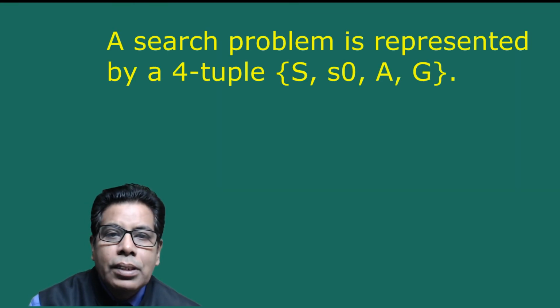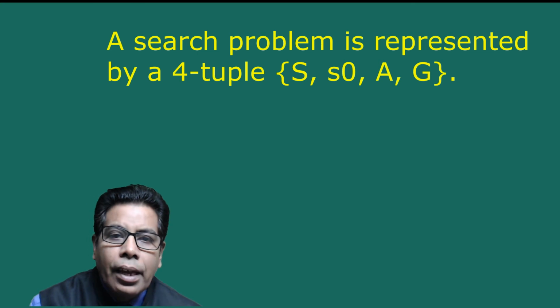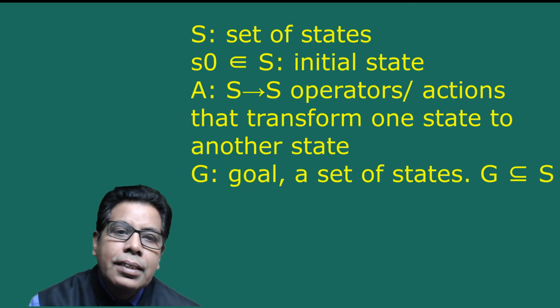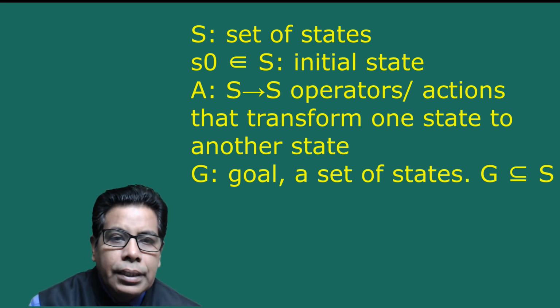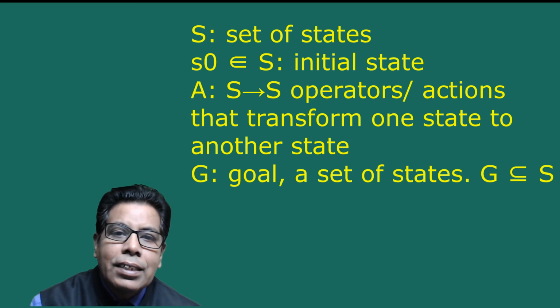A search problem is represented by a 4-tuple, that means a tuple with multiple elements: capital S, S0, A and G. So S is the set of states, S0 is the initial state which belongs to S, and then we have the actions or operators that transform one state to another state represented by A, and then we have G, that is the goal state. So this sequence of actions is called a solution plan. It is the path from initial state to the goal state.